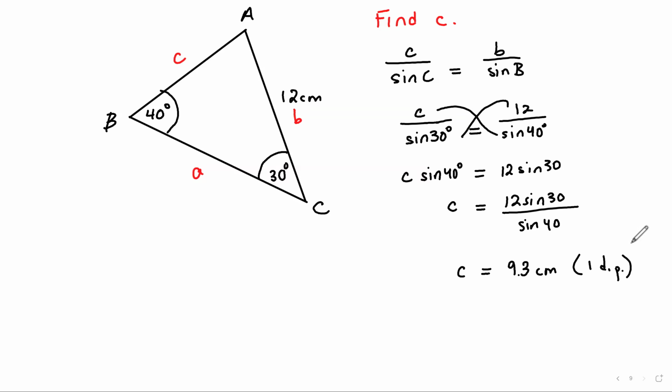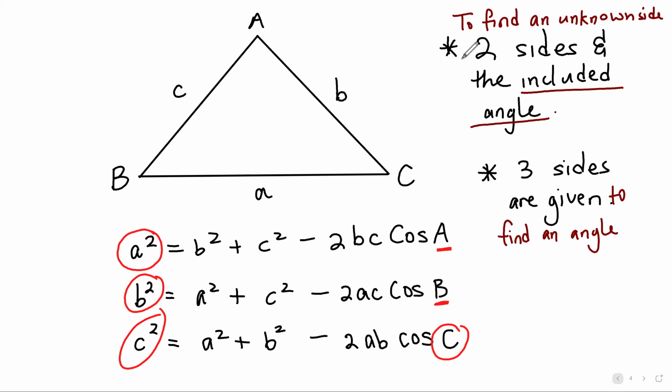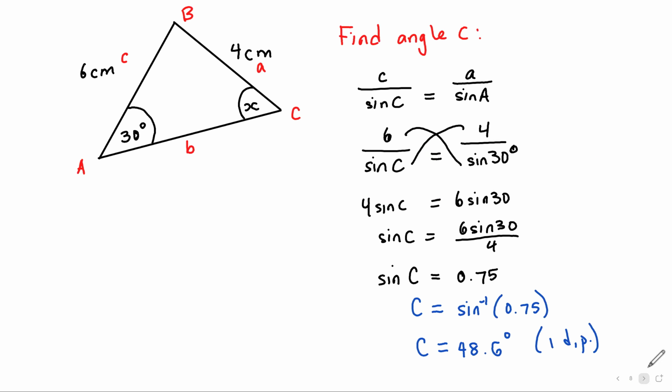All right, guys. When you are using your cosine rule, you can only use it when you have two sides and the included angle to find an unknown side, or when you have three sides to find an unknown angle. The sine rule, however, is used when you have an angle and any two sides to find a missing angle, or two angles and any side to find an unknown side, like we just did.